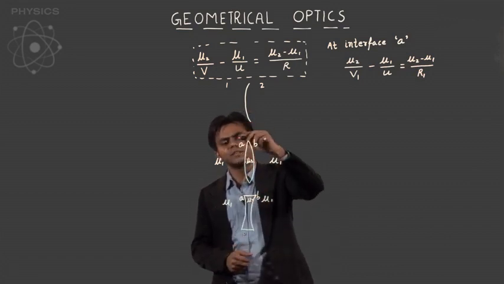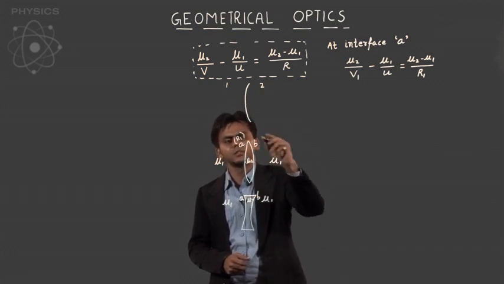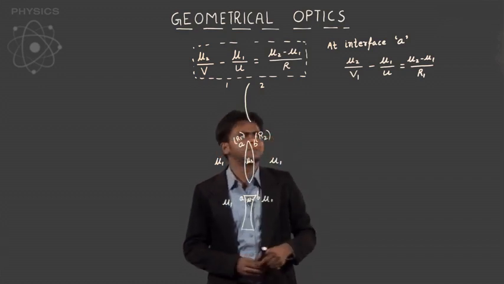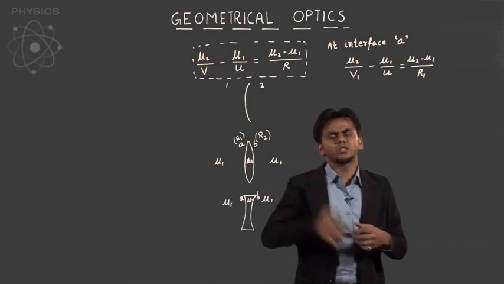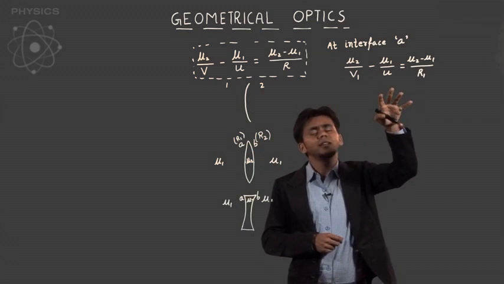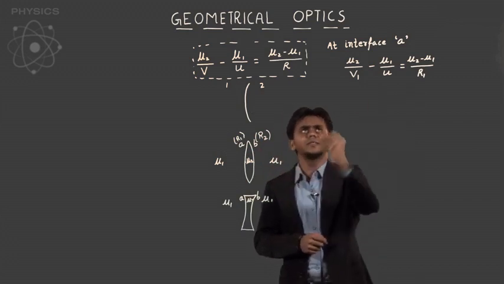So let's just say that interface A has R1 radius of curvature and interface B has R2 as the radius of curvature. So they could have different radius of curvatures. Now this is for interface A. Similarly, I can do a similar analysis for interface B.